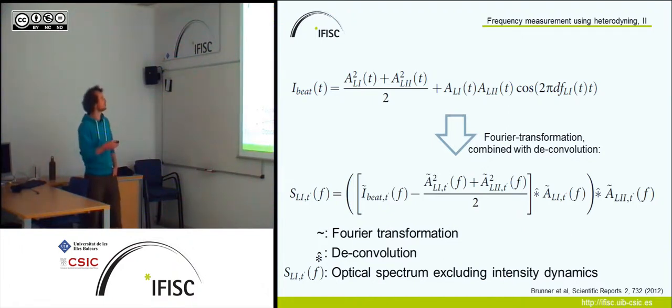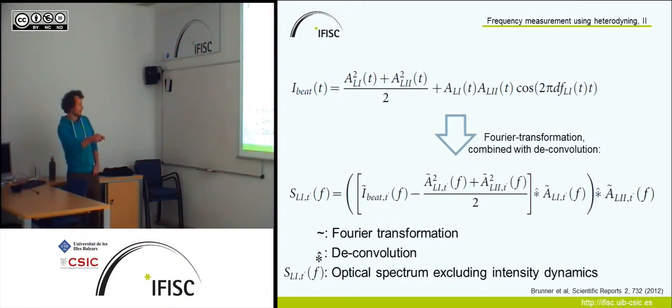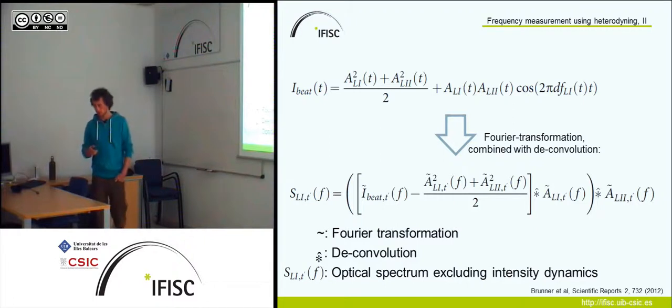So you somehow have to get rid of that, and the same goes for the multiplication of the two electrical field amplitudes in front of the cosine term, which we also have to get rid of. How we do this is we do a Fourier transformation combined with some subtraction and deconvolution. Down here you can see that S of laser 1 is the frequency dynamics of the delayed feedback coupled laser.